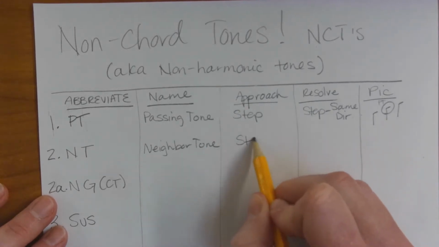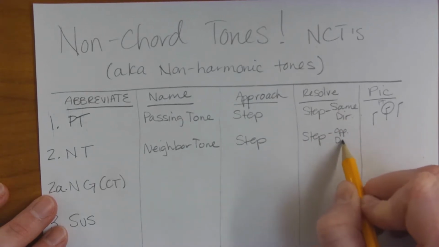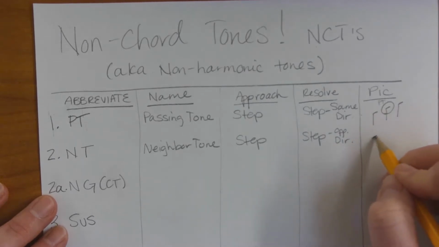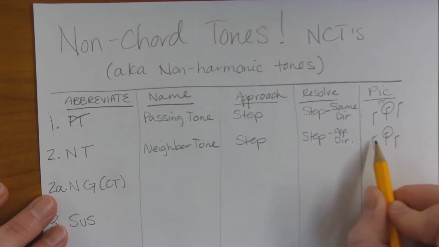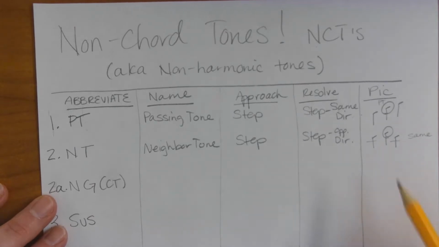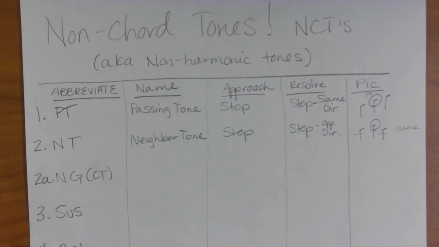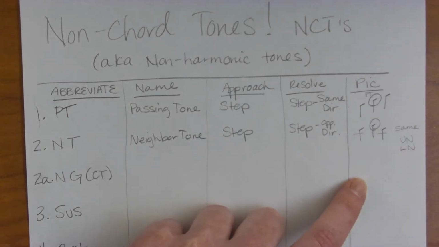Okay, so it's also approached by step. It's resolved by step, but this one is in the opposite direction. These two are the same. So you're going up and back down to the same note, or down and back to the same note, okay? You can have the upper neighbor or the lower neighbor. There are elements of the textbook and various things that are going to make you define upper neighbor and lower neighbor. A lot of times you'll see upper neighbor or lower neighbor.